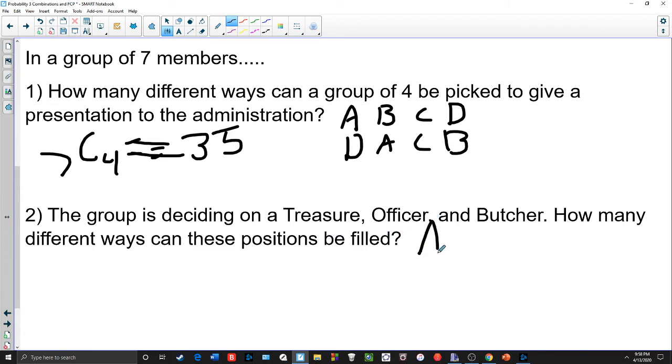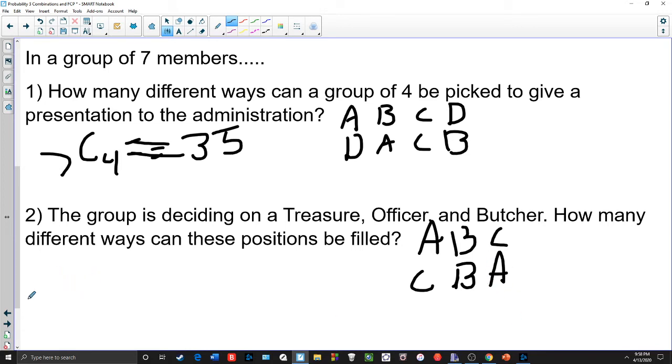Well, if I pick Abby, Becky, and Sydney, so treasurer, officer, butcher. Well, if I pick Sydney, Becky, and Allie, that'd be treasurer, officer, butcher. So that is meaningfully different because in this case, Abby is treasurer, whereas in this case, Sydney is treasurer. So this is a meaningfully different result. So the order does matter.